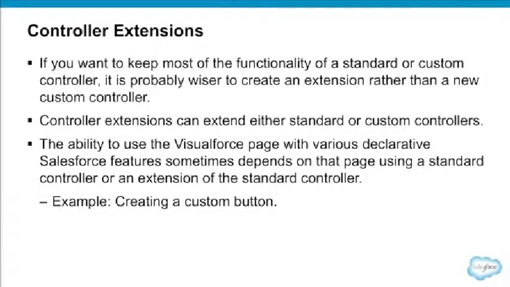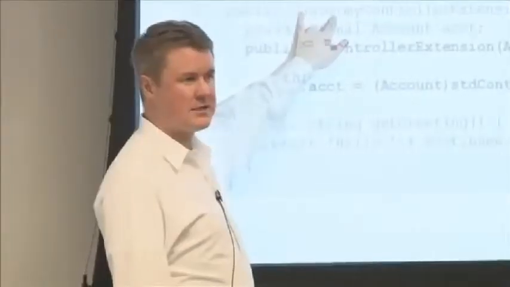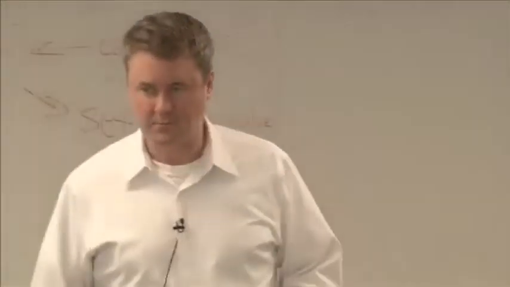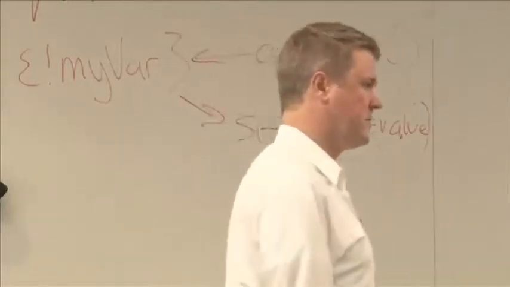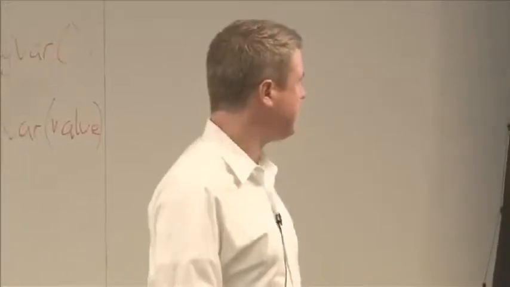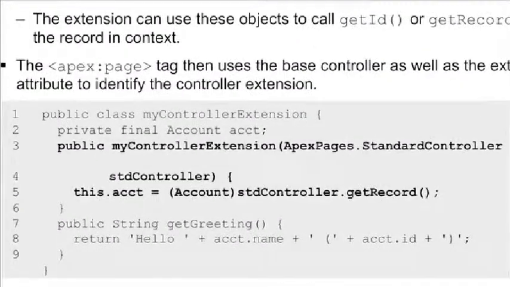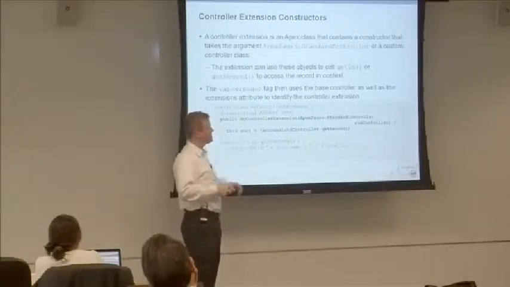So remember that we use controller extensions anytime we want to add new functionality or override existing functionality. The way that controller extensions work, first of all, this is a class which is a controller extension. Notice it is not extending anything. What we do in a controller extension is define a constructor that is passed a reference to the controller that it is extending. So what happens here is that when someone requests the page which has the extensions reference, it's going to instantiate the standard controller, do what it does, and then pass a reference over to our controller extension.